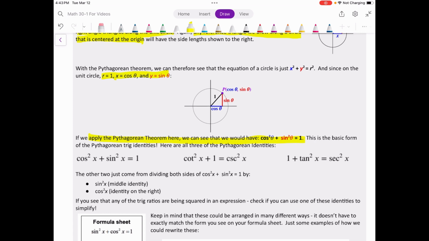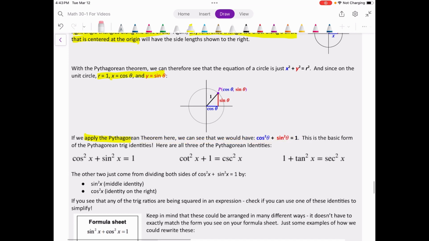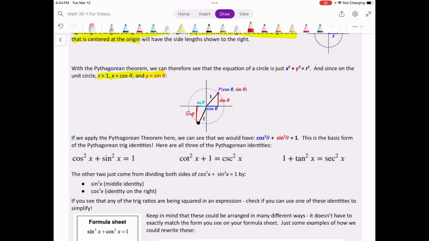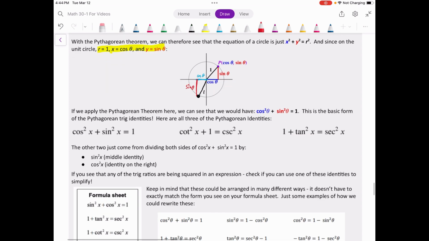It's incredibly powerful. But we can see that it's always true. It's an identity, right? No matter what angle we think about, that's going to be the case, right? If I did it for this angle here, this would still be 1. This x coordinate would just be cos theta, this y coordinate would just be sine theta, right? And no matter where we imagine drawing this angle and thinking about the reference triangle, cos squared theta plus sine squared theta will equal 1. So this is the basic form of the Pythagorean trig identities.